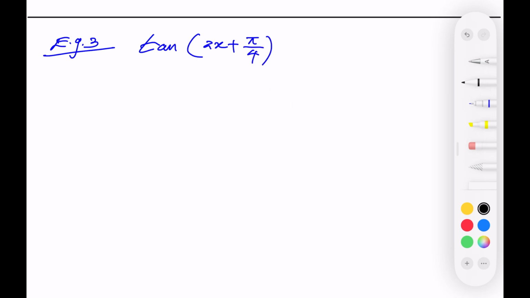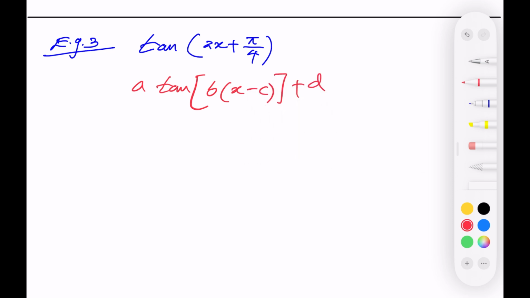Here's your third example. Let's say you need to determine the period and the other characteristics of tangent 2x plus pi over 4. Once again, you need to rewrite this equation to look like the generic equation. So the generic equation is a tangent b x minus c plus d.